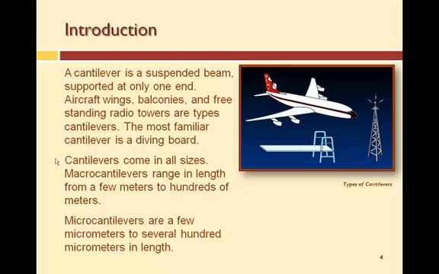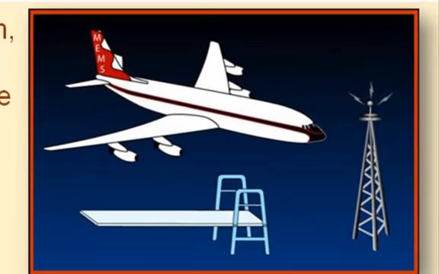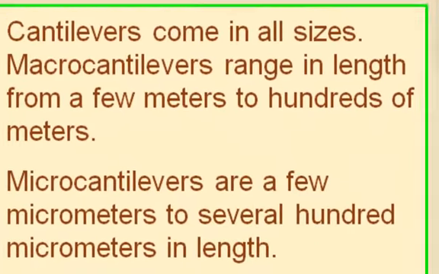So, the definition of a cantilever is that it's a suspended beam supported only at one end. Okay? And that's what you guys talked about before the lecture. Aircraft wings, balconies, freestanding radio towers, those are examples. The most familiar one, of course, is the diving board.